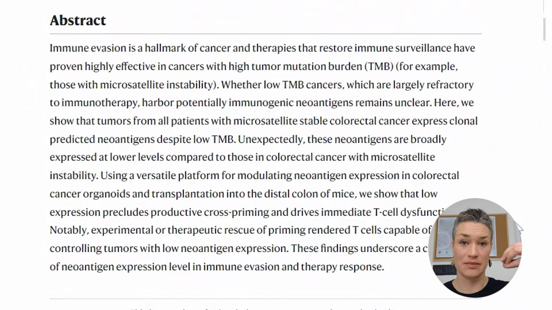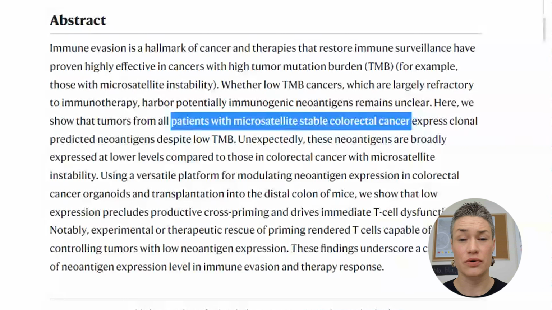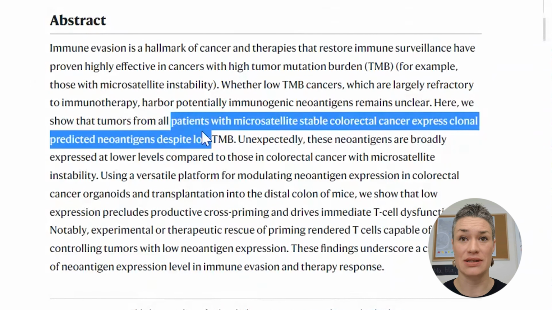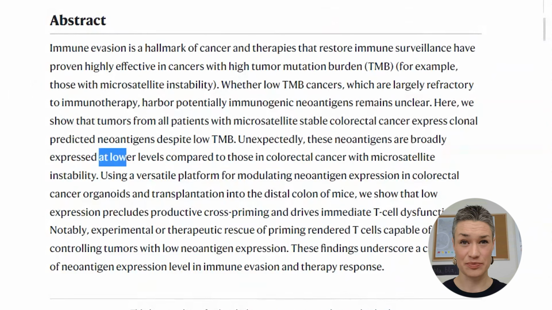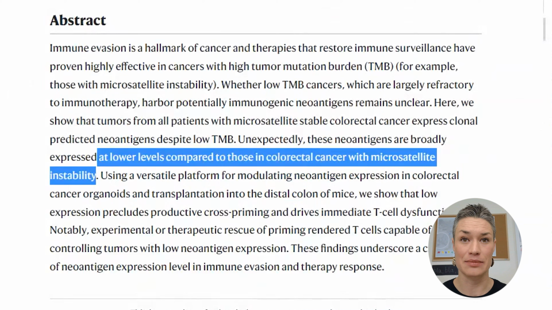Those neoantigens can be recognized by immune cells and they will be attacked, but tumors do not always express those neoantigens. Here, the authors showed that patients with microsatellite stable colorectal cancer express those neoantigens, even though they have lower tumor mutational burden, but they're expressed at lower levels compared to those in colorectal cancer with microsatellite instability.